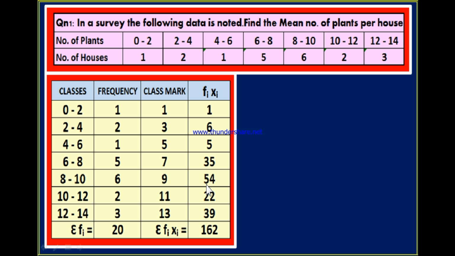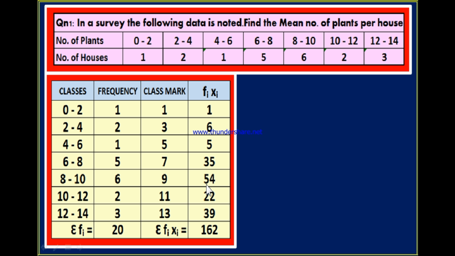Now, after writing di, let us write ui. ui is nothing but di by h. h stands for the height of the class, or class interval. The height of the class is nothing but the difference between any two successive lower boundaries, or any two successive upper boundaries, or any two successive mid values. You take any two successive mid values and find the difference. What is the difference here? 275 minus 225, the difference is 50. Therefore, h is 50. Similarly, 250 minus 200 is also 50.